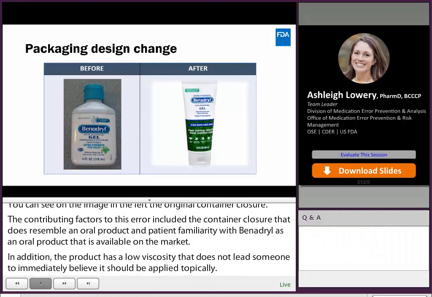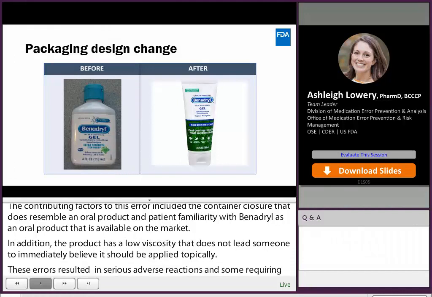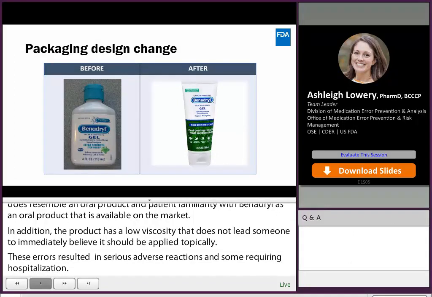So in this case, the mitigation was a packaging design change to the tube that you see on the right, which is a more familiar topical configuration in terms of the type of container closure, and increased the prominence of the warning that you can see for skin use only.